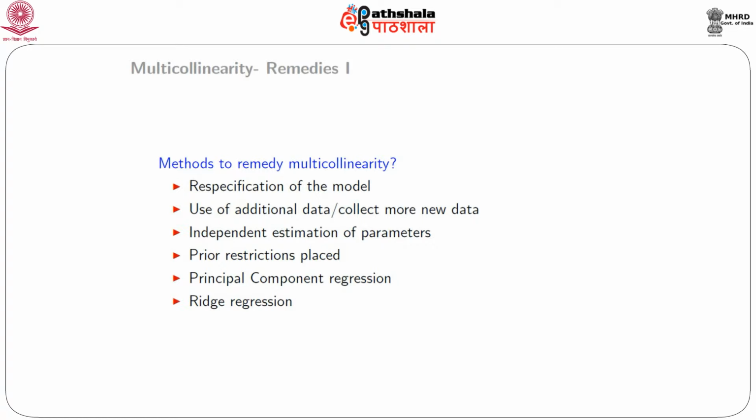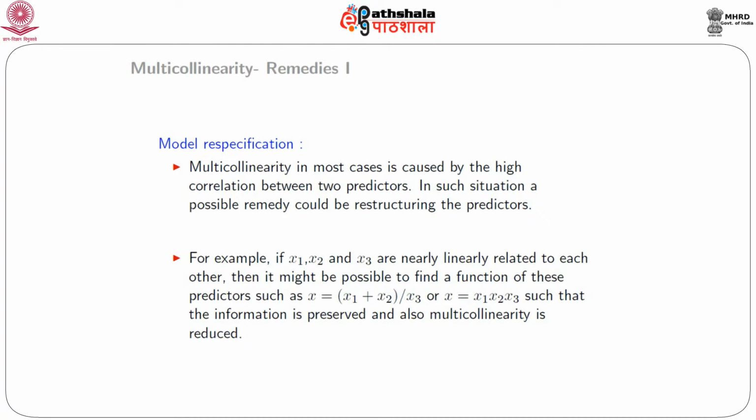And the last 2 methods of remedying multicollinearity, which have become very popular over time, are principal component regression and the ridge regression technique. In this module, we will discuss some of these methods, and the remaining will be discussed in a follow-up module. Let us look at the first method of remedying multicollinearity from a data set. The first method is model respecification.